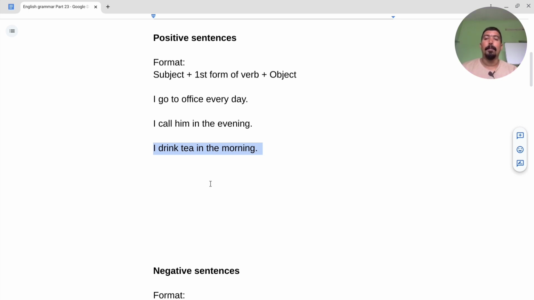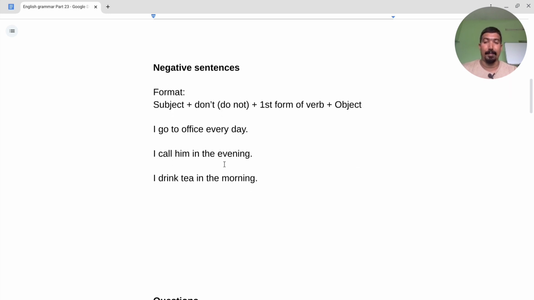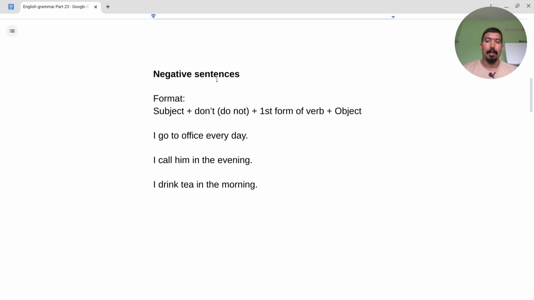So we have learned the positive sentences. Now we will go to negative sentences. Positive sentence means you are telling something that you do something. Negative sentence here means you tell someone that you don't do something.